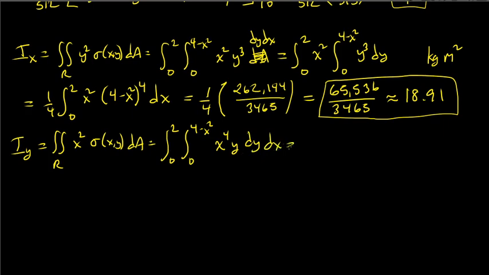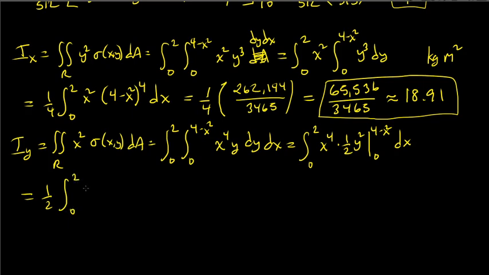dy dx, right? Now we still have to do the inside integral here, right? So 0 to 2, x to the fourth, and we're going to get 1/2 y squared evaluated between 0 and 4 minus x squared. So pull the 1/2 out in front, and we're going to integrate from 0 to 2, x to the fourth times 4 minus x squared squared. And this one's not quite as bad to work out by hand. All right, let's do it.